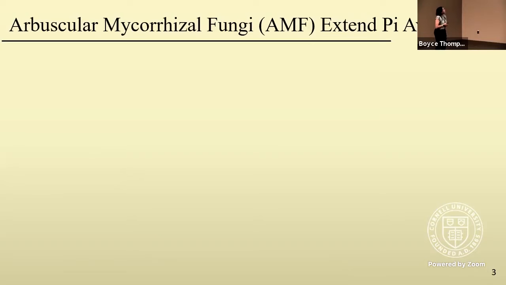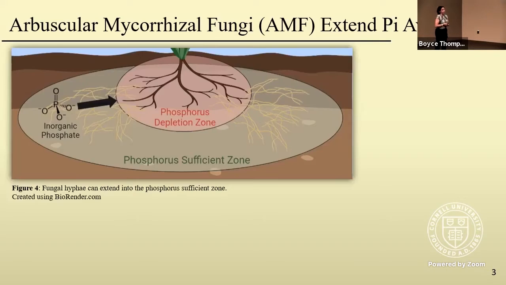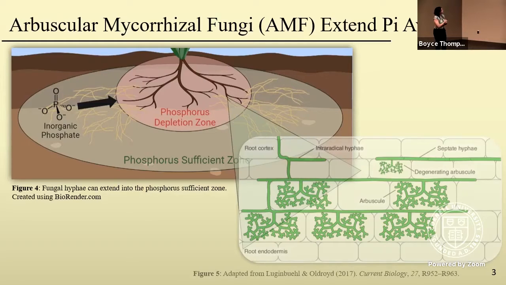So part of this work has looked into the discovery of arbuscular mycorrhizal fungi, which can extend the phosphate availability to plants. So what these fungi do is you can see these little yellow tendrils, that's the fungal hyphae. They can extend into the phosphorus sufficient zone and uptake this inorganic phosphate. And then they can form and actually grow into plant roots.